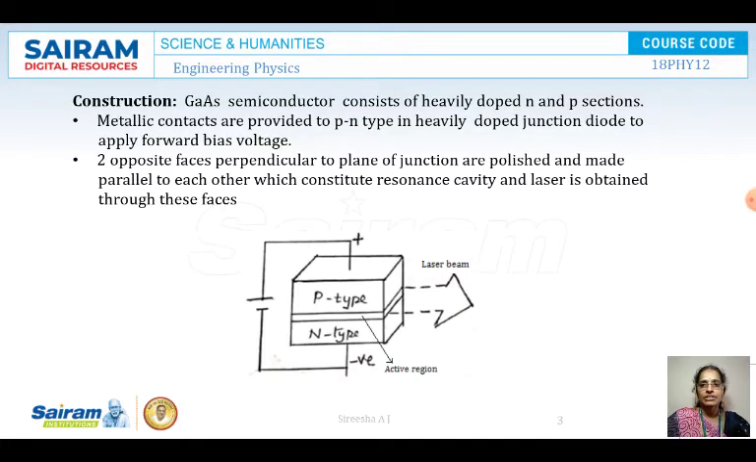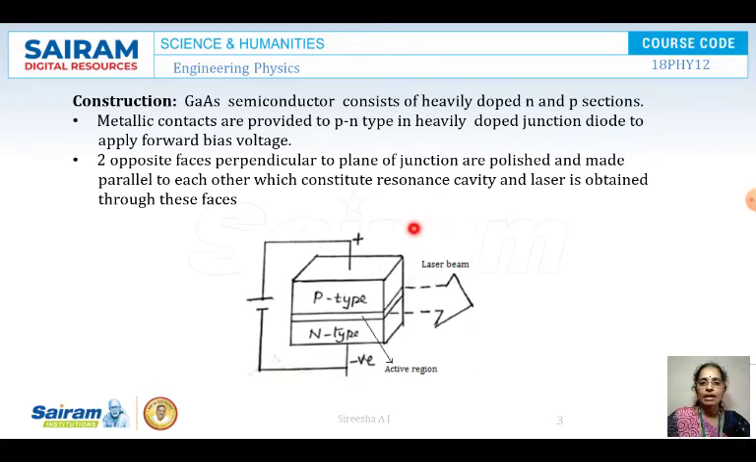Now we see the construction. Here gallium arsenide we have taken as a semiconductor which is heavily doped, consisting of N and P type sections. Now here you can see, this is P type gallium arsenide, and this is N type. Metallic contacts are provided to a heavily doped PN junction to provide a forward bias. Forward bias means the P type is connected to positive and the N type is connected to negative. So it is a forward bias. Now here forward bias is causing a pumping mechanism in this semiconductor diode laser.